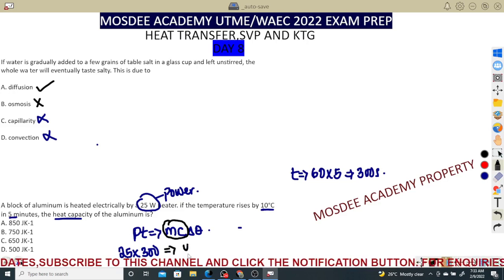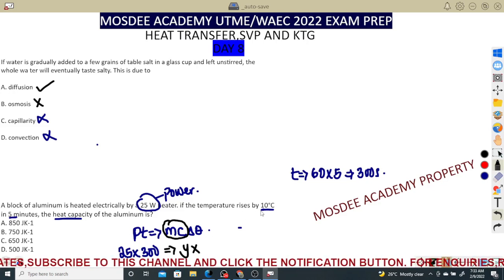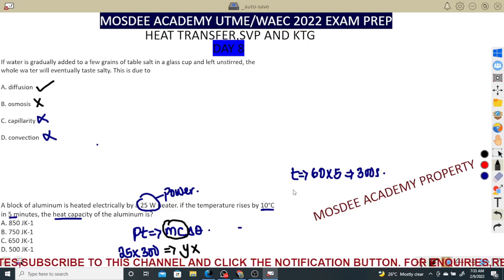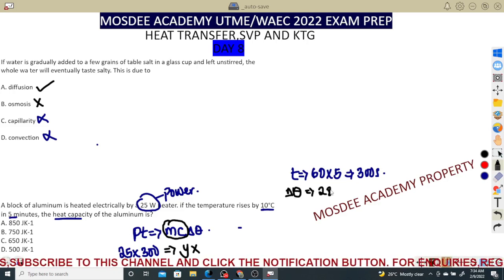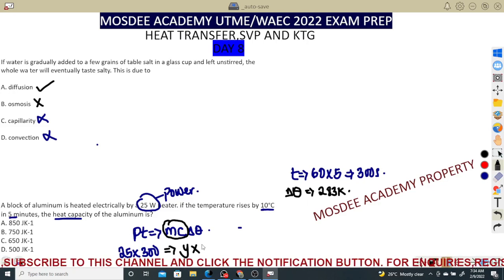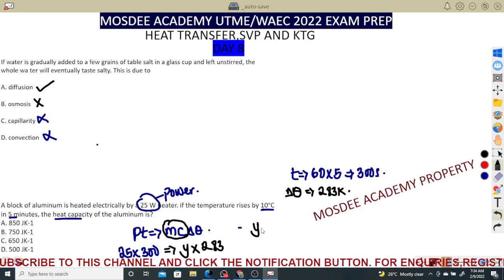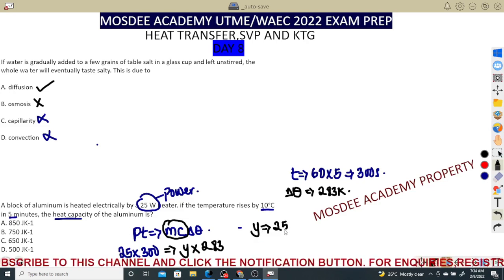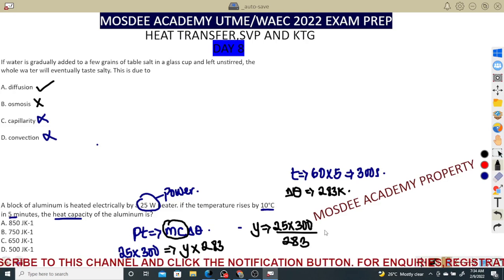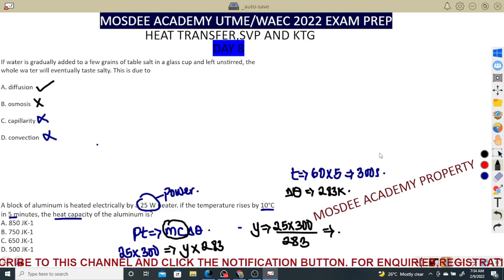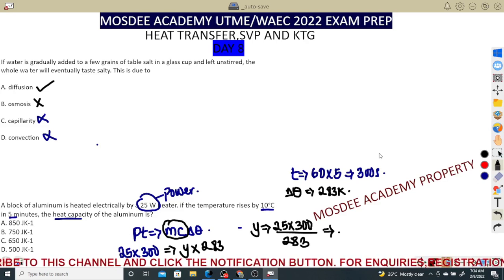So mc, let me just call it Y, multiplied by change in temperature. It rises the change in temperature by 10 degrees Celsius. So I'll convert also that to Kelvin. So theta is equal to 283 Kelvin. I hope you understand that. I have added 10 to 273 to have 283. So on simplification, Y, which is the heat capacity, will be 25 times 300 divided by 283. I think now we should be able to do this. This should be 25 times 300 divided by 283.